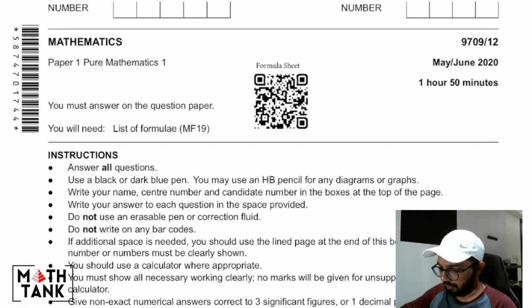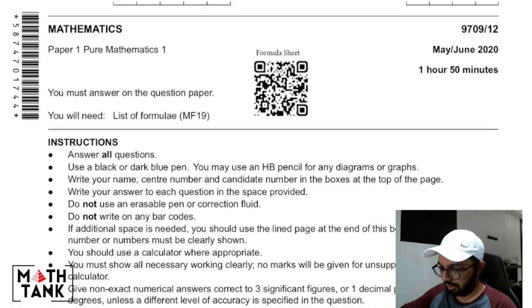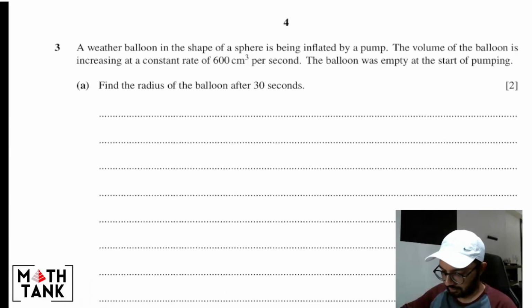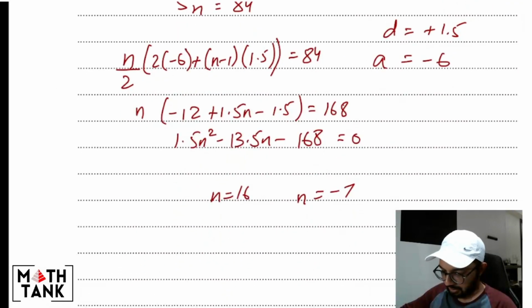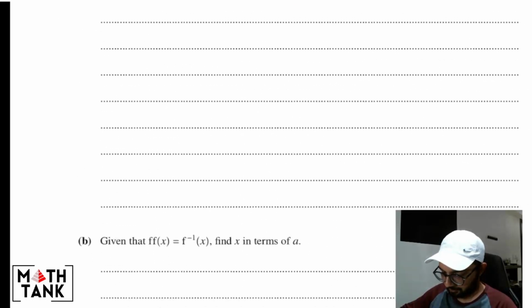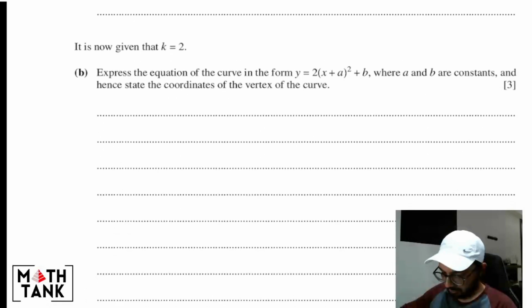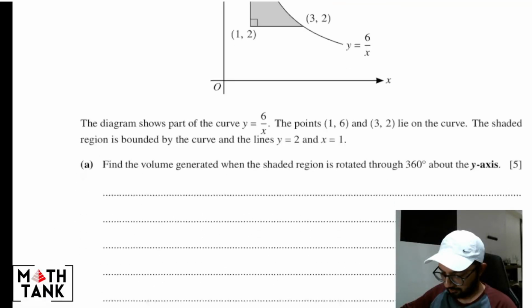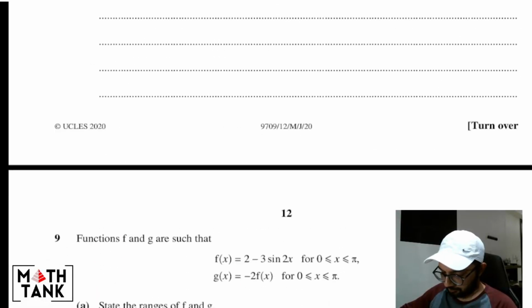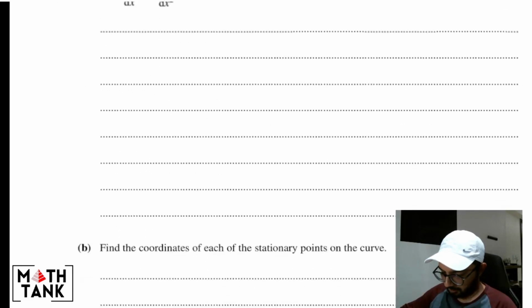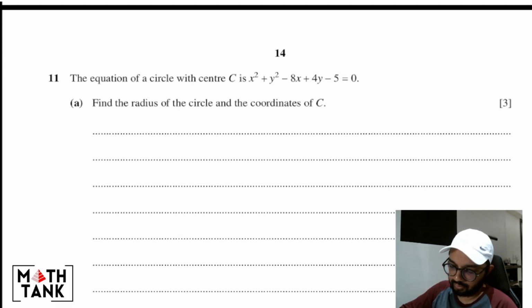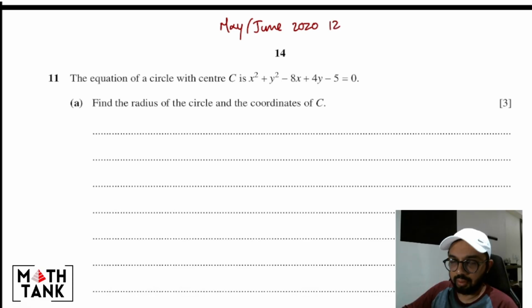Okay, so that's May June 2020, and the variant is 1 2. Let's look for a question on equations of circles. There are a lot of other questions as well. Let's see another question. Okay, here we have another question. This is May June 2020 1 2.